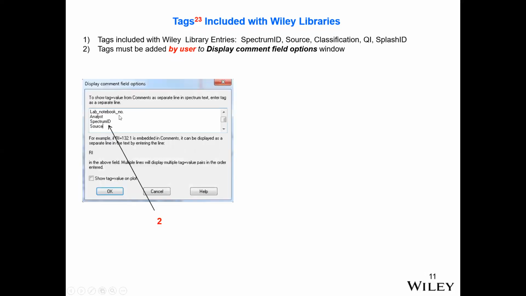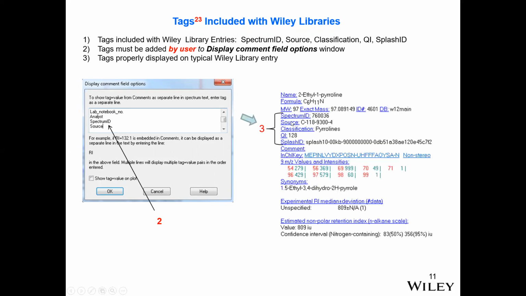Like I said before, I put in lab notebook; just add these that they have to this list here. You can't see them all because the window's not big enough, you have to scroll through it to see them, but I added all the tags shown above. And when you get it now, you'll see that the Wiley database will also show tags with the spectrum ID, the source, the classification, and the quality index and splash ID. And there's nothing left in their comments because that got everything out of the comment field.